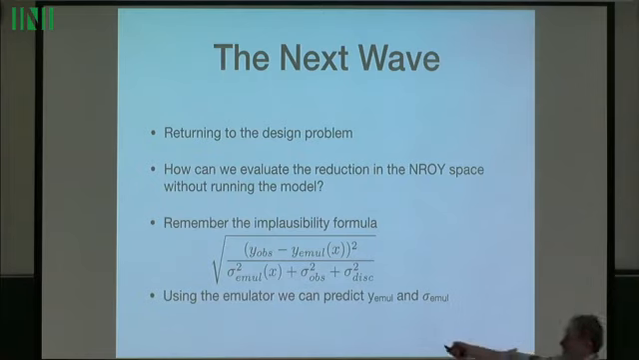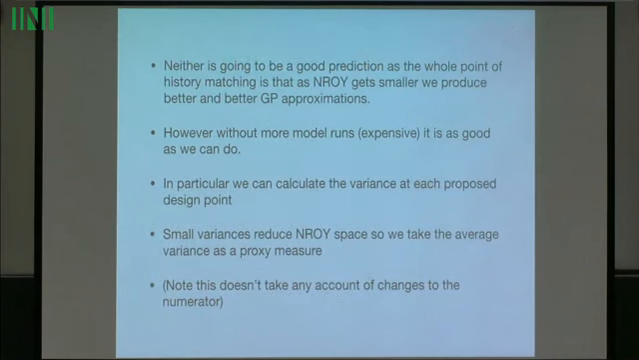So the numerator is a bit of a dead loss for predicting how I'm going to shrink my NROY space. Now, actually, most of the action is going to occur here because I'm going to get a much better emulator, but I can't predict how much better that emulator is going to be given the information I have. What I can predict are these variances. We can't do better than the emulator we've got without doing some more model runs.